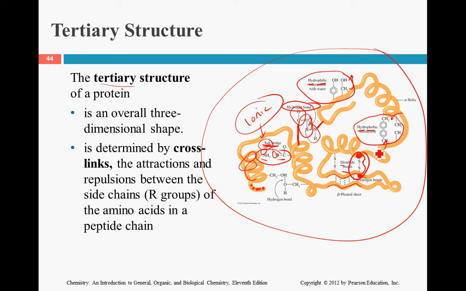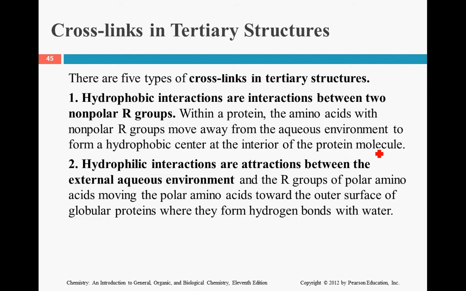So primary tells you the sequence. Secondary tells you how it's interacting amongst itself. Tertiary is starting to form shapes. So here are the 5 interactions again. Cross links in tertiary structures. So it's linking itself within the structure.